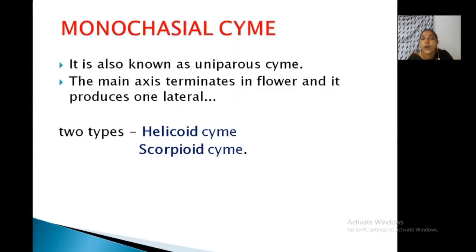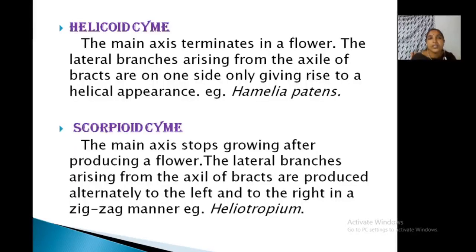First one, monochasial cyme. Another term for this is uniparous cyme; sometimes this may also be asked. Both are the same. The main axis terminates in a flower and it produces one lateral flower only on one side. Understood? There are two types of monochasial cyme. First is helicoid cyme, and second is scorpioid cyme. Helicoid is a helical pattern, scorpioid is another pattern. I will show you how it is. First one is helicoid cyme.